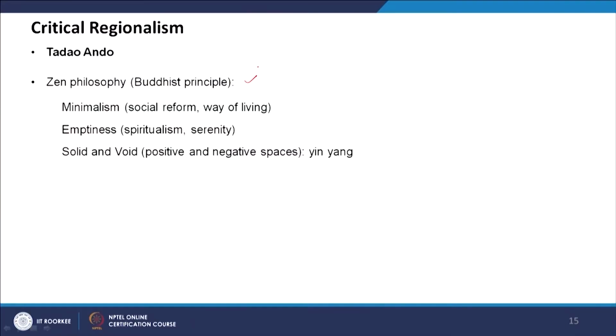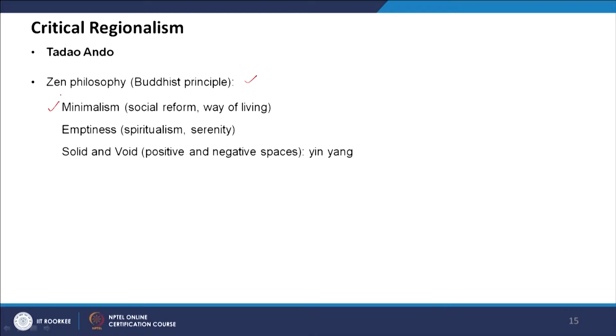Then another famous architect of critical regionalism was Tadao Ando, from Japan. His philosophy comes from the Buddhist principle of Zen philosophy. When he takes inspiration from Buddhist philosophy, which is followed in Japan, he is connecting the building with the locality, because that is the principle followed in that particular area. So it can also be a philosophical connection coming from that particular context. Context can be anything which is dominant in the particular area.